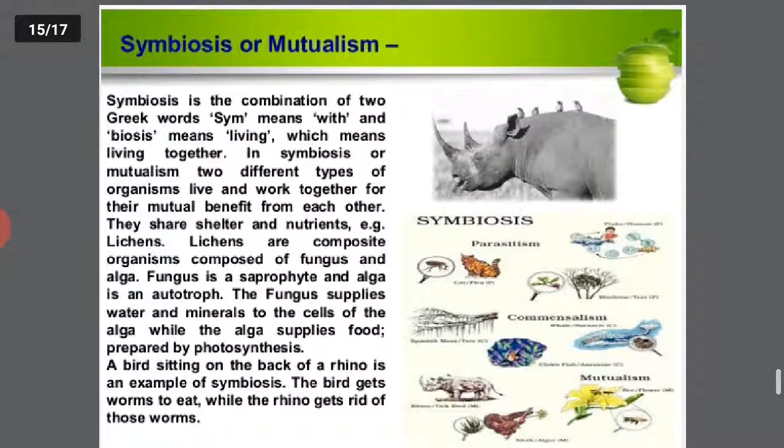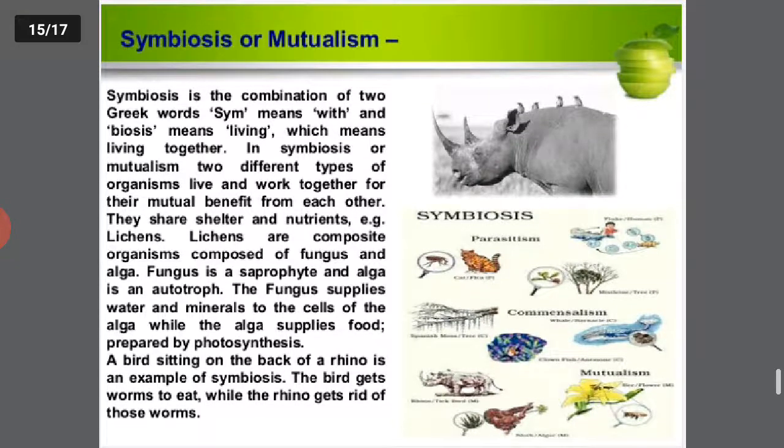Symbiosis or mutualism. Symbiosis is the combination of two Greek words. Sym means with, biosis means living, which means living together. In symbiosis or mutualism, two different types of organisms live and work together. Two types of organisms which have different properties live and work together. They share shelter and nutrients.